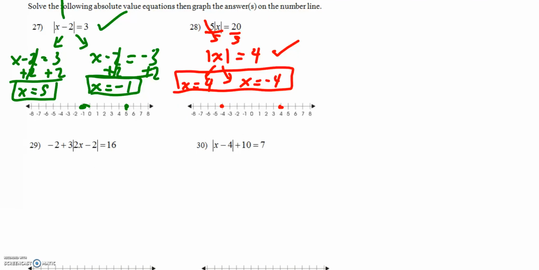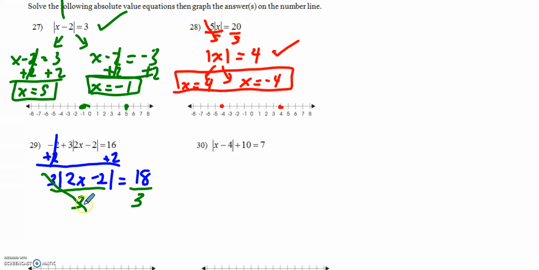Number 29, this time the bars are definitely not alone, so we can't make our equations until the bars are alone. So let's first move this unattached 2 by adding it on both sides. 3 times the absolute value of 2x minus 2 equals a positive 18. This kind of reminds me of a question we did in class on whiteboards recently. Now the 3 is multiplying the bars. We cannot distribute this in, but we can divide both sides by 3 and get that the absolute value of 2x minus 2 equals a positive 6.